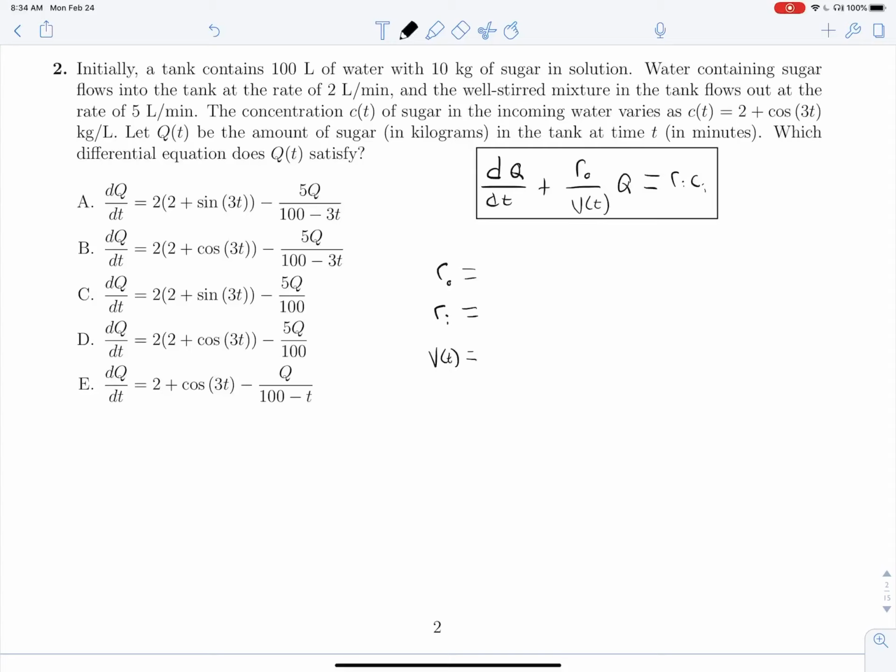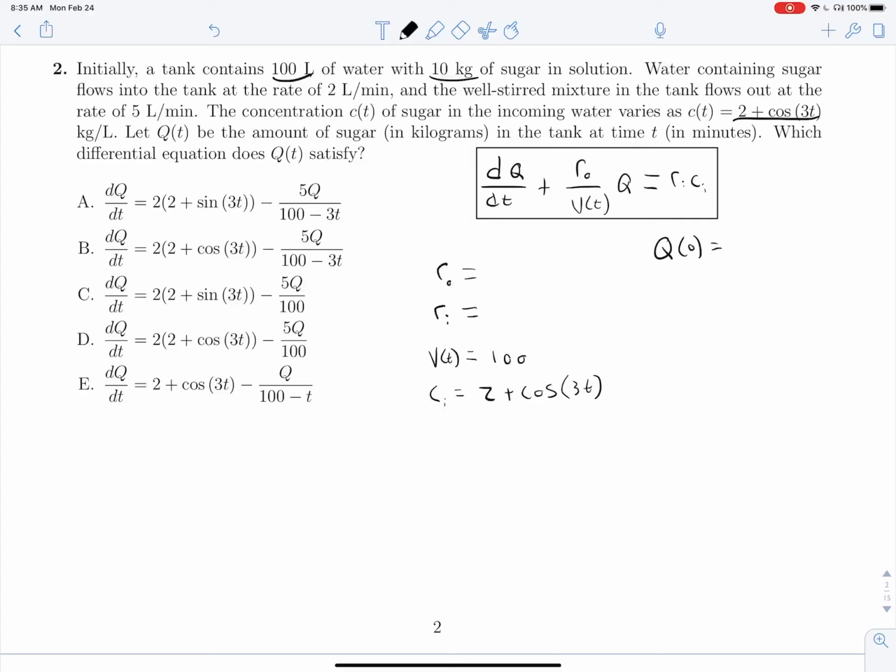Am I missing anything? Yes, I am. c_i is our concentration of whatever solute is coming in with our solvent. In this case, it's sugar and water. Okay, so we can start filling these in. c of t, they're telling us, is 2 plus cosine 3t. We see that V of t is initially 100, so we can go add that there. And we also have an initial condition here at Q of 0.